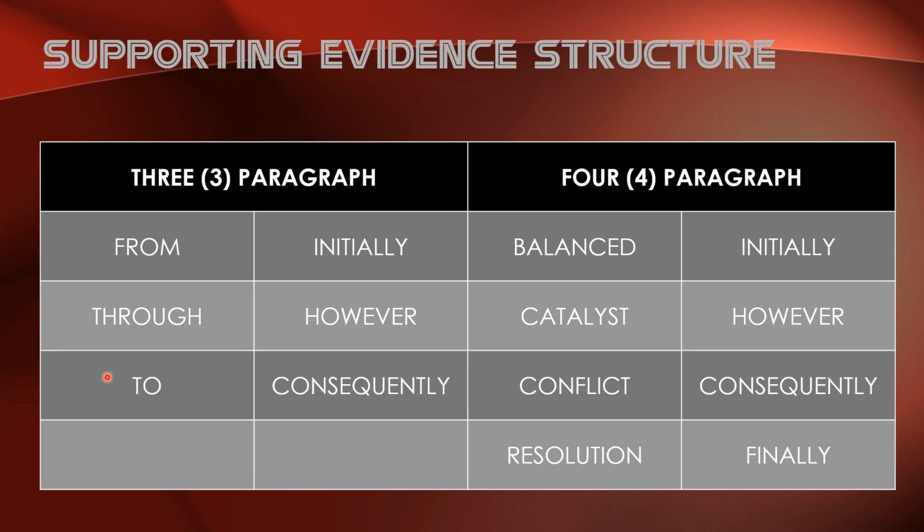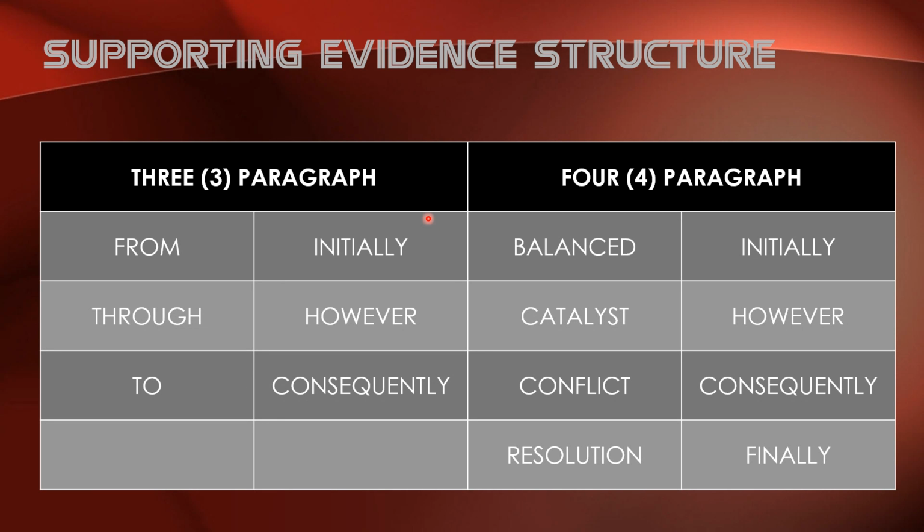So in this 3-paragraph model, you'll see here that I would find some evidence from the beginning of the text, through the middle of the text, to the end of the text. I could also say this as initially, however, consequently. So each one of these indicates one body paragraph.